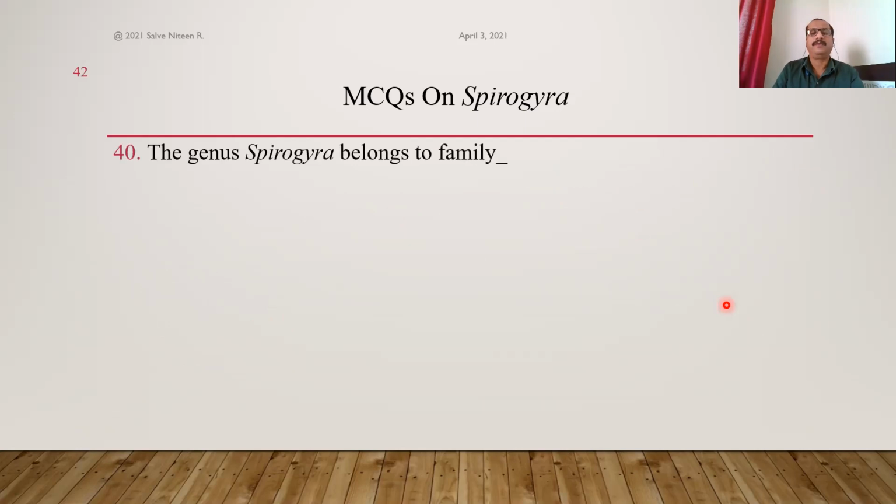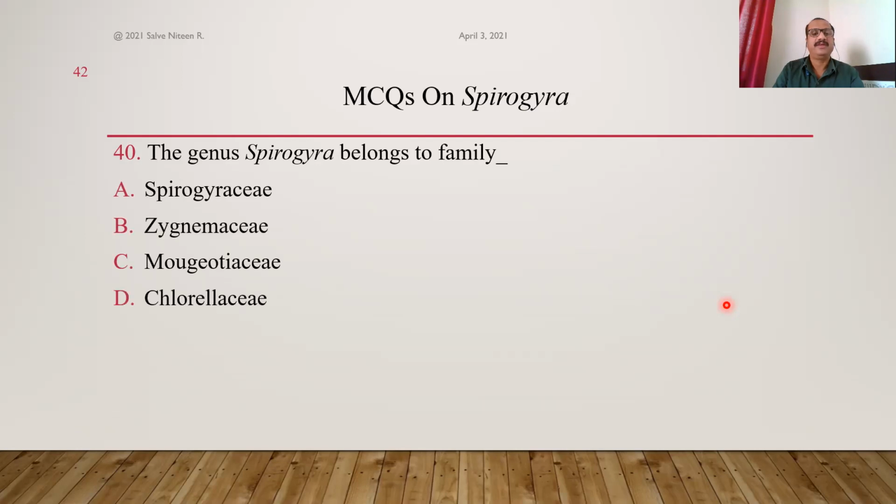The genus Spirogyra belongs to which family? Spirogyraceae, Zygnemaceae, Mougeotiaceae, Chlorellaceae, which family? It doesn't belong to Spirogyraceae. It belongs to Zygnemataceae. Zygnema is another member which can be called the brother of Spirogyra. So Spirogyra belongs to its big brother's family, Zygnemataceae. So here the correct option is option B. That is the correct answer.